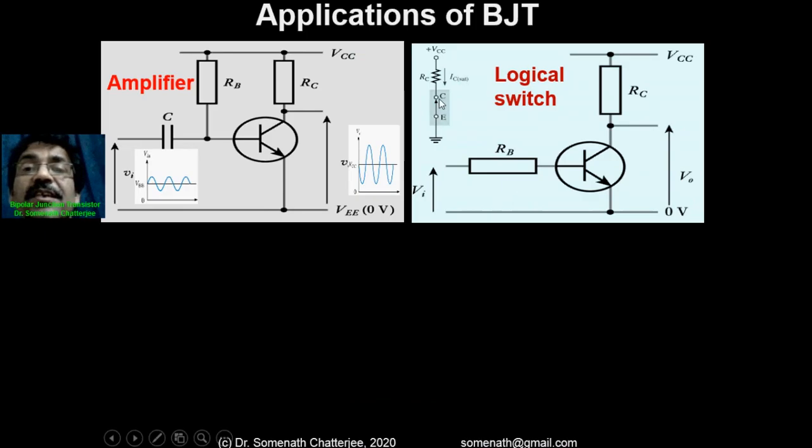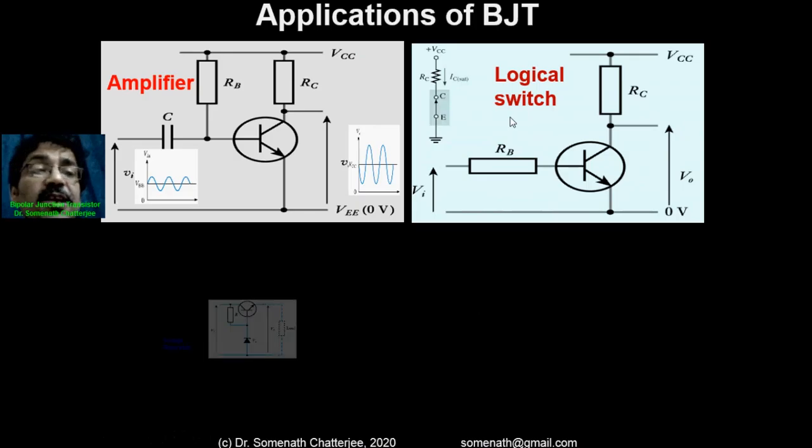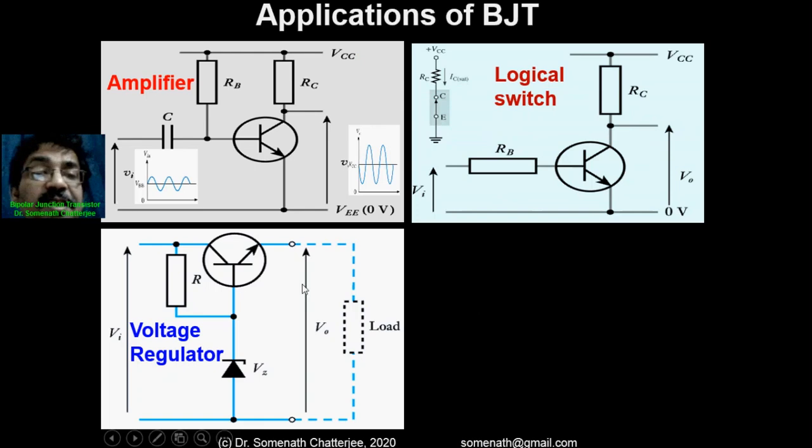When it is connected from collector to emitter, that means in the cutoff region we have to use this. So then we can get the performance of the switch. Okay. Next is the voltage regulator. Yes, this is very important. You see the common base configuration they are using here.